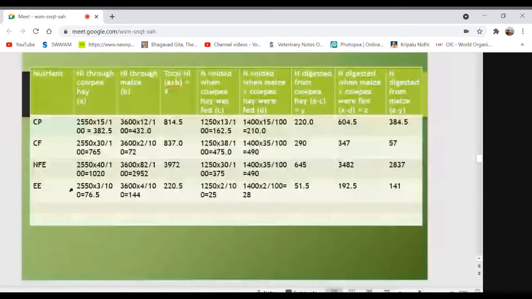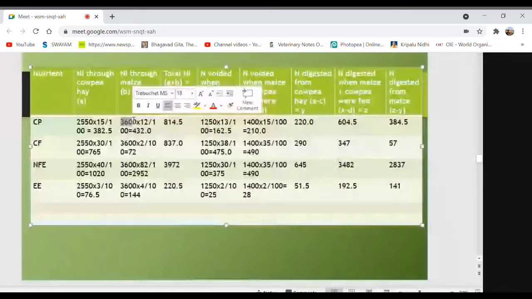Then nutrient intake through maize. Okay, that means individually, what was the nutrient intake for maize? This was the dry matter consumption in the second digestion trial, for providing maize along with the cowpea hay. How much is it? 432. 3600 into 12%, the CP percentage divided by 100. Similarly, this is the dry matter and CF percentage divided by 100. This is the dry matter and NFE percentage divided by 100. Dry matter and ether extract percentage divided by 100.